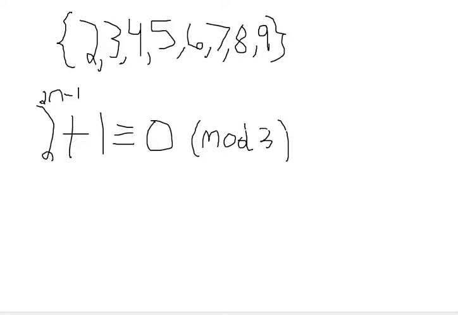Give me a second. My eraser is not very good.